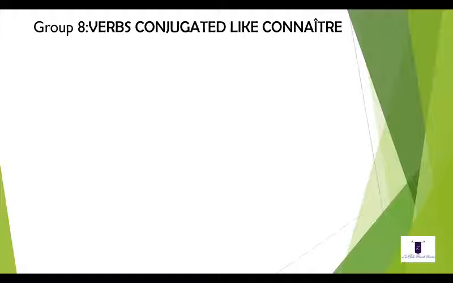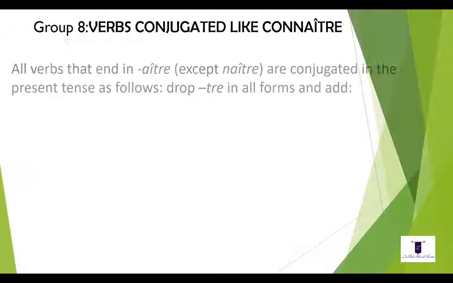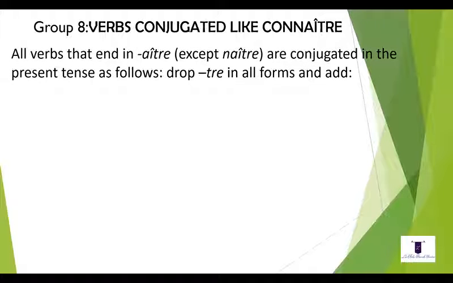Group 8, verbs conjugated like connaître. So all verbs that end in être, except the verb naître. The naître also has être at the end, but naître is not part of this group. Naître is an irregular verb, but you will learn it in another group. So all the verbs that have être at the end are conjugated in the present tense as follows. Drop the TRE in all the forms. That TRE will be removed from the end of the verb.